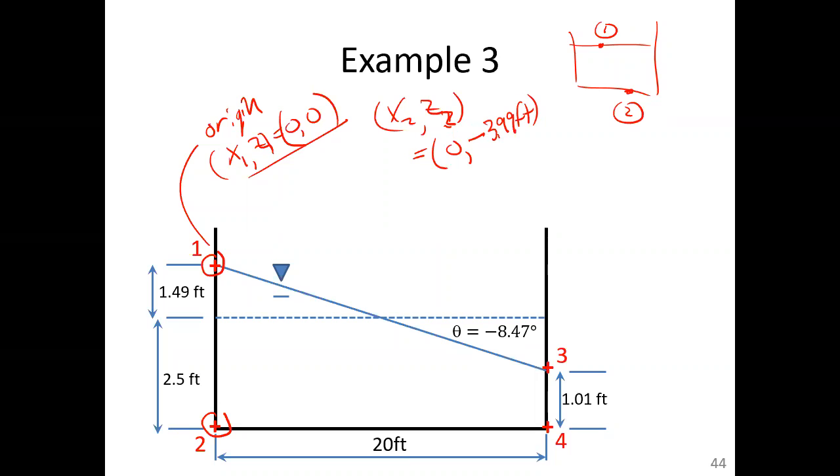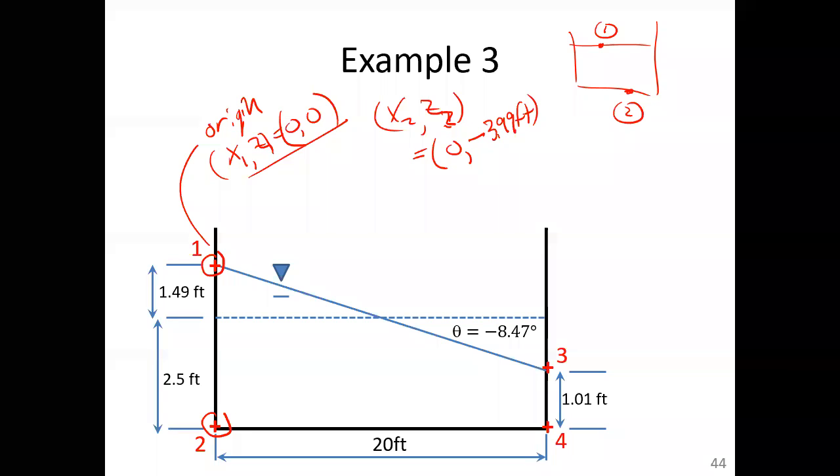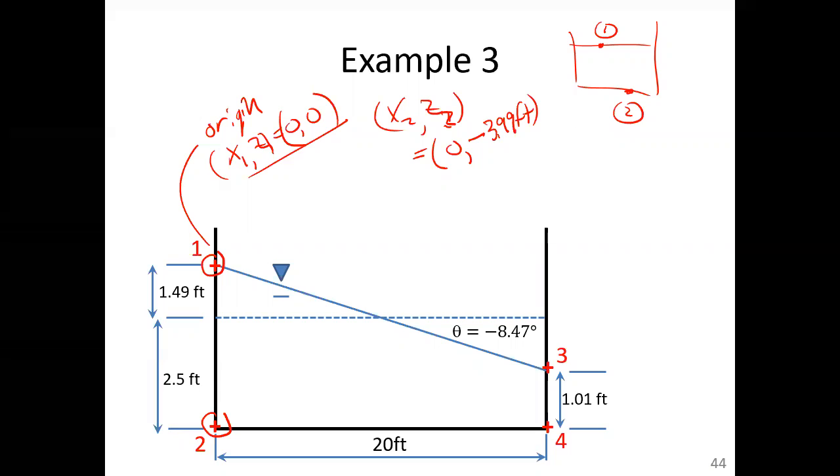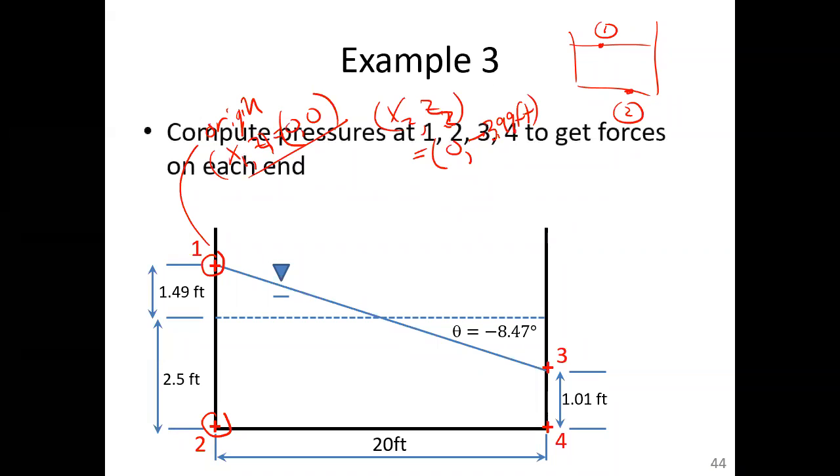So you're going to see these in the future diagrams, but it's really no different than what we did before with fluid statics. These coordinate systems are there, but we boiled it down to P is equal to gamma H. That implicitly occurred from a free surface where Z was 0 and pressure was 0. So we're going to compute the pressures at 1, 2, 3, and 4 to get forces on each end. Once we have pressures, we can get forces.